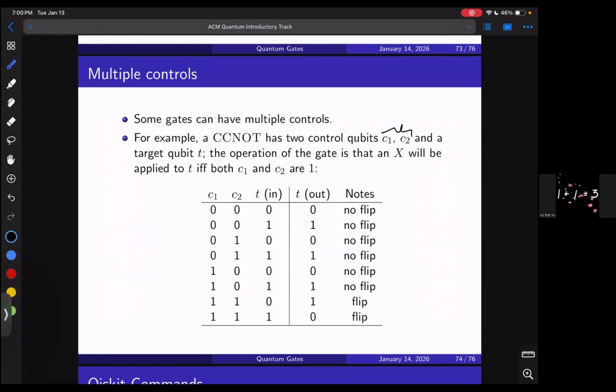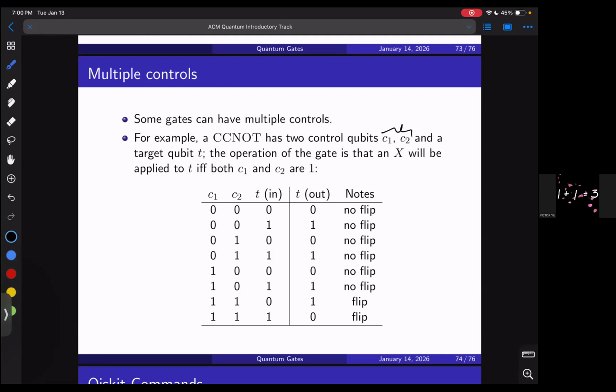And the operation is very similar, but this time it's based on both the controls. So if both the controls are in 1, then it'll apply the NOT onto the target. And if even one of them is a 0, then it won't do anything.